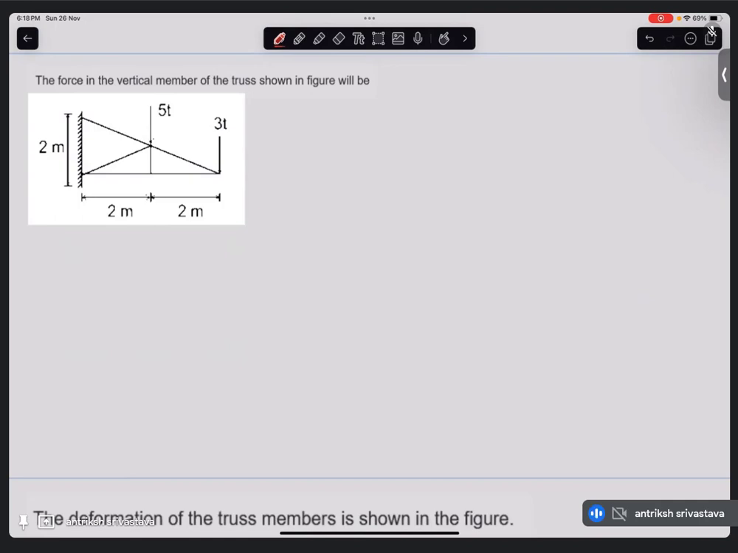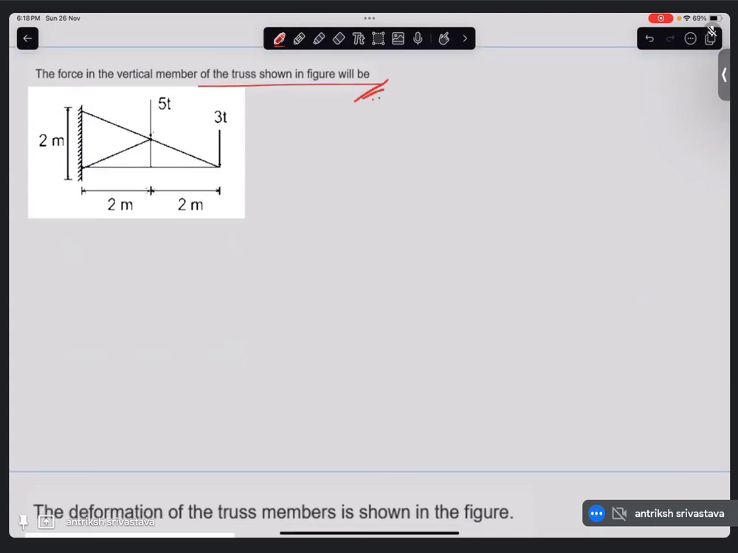So this question is: the force in the vertical member of the truss shown in the figure will be. What is the only vertical member in this particular truss? This is the only vertical member, and they are asking us the force in this particular member only. So this is a truss. That means this is also a pin joint. This is a pin joint, this is a pin joint. Anyhow, it doesn't actually matter if you are contradicted whether this is a pin joint or not. It doesn't matter for this particular question. Okay.